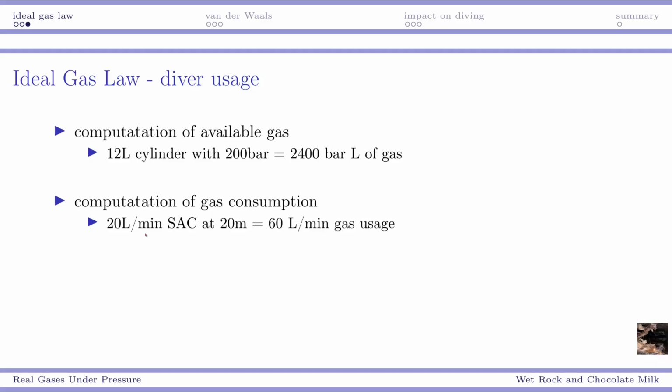So let's say we have a 20 liter per minute SAC rate, and we're doing a dive at 20 meters, so at 3 bar, then really what we're saying is that we're having a 60 liter per minute gas usage, although the more accurate version of this would be to have 60 bar liters per minute, because well, the available gas is also given in bar liters. So if we're going to take our 2,400 bar liters, we divide it by 60 bar liters per minute, then we get a runtime of that cylinder in minutes.